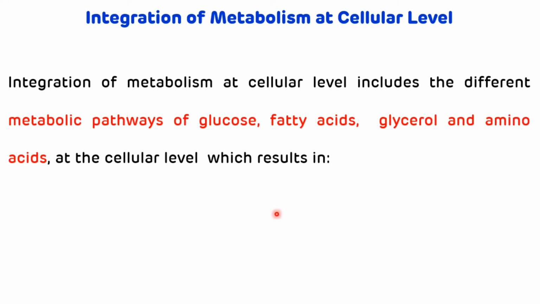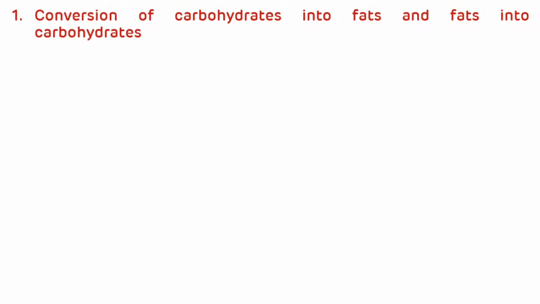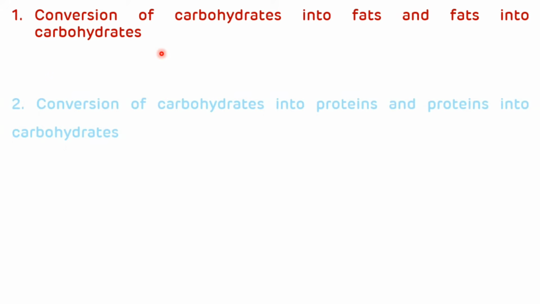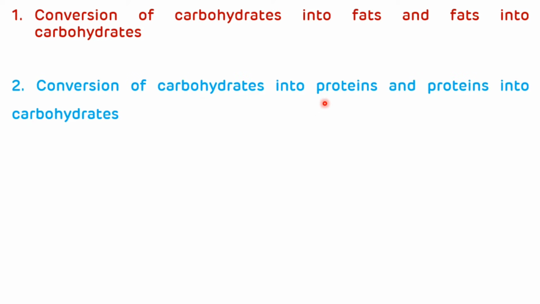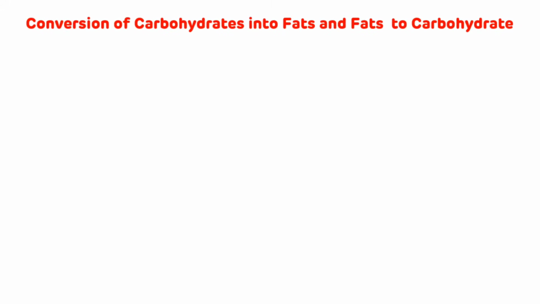Integration of metabolism at cellular level includes different metabolic pathways of glucose, fatty acids, glycerol and amino acids at the cellular level, which results in conversion of carbohydrates into fats and fats into carbohydrates, conversion of carbohydrates into proteins and proteins into carbohydrates, conversion of proteins into fats. First, we will see conversion of carbohydrates into fats and fats into carbohydrates.